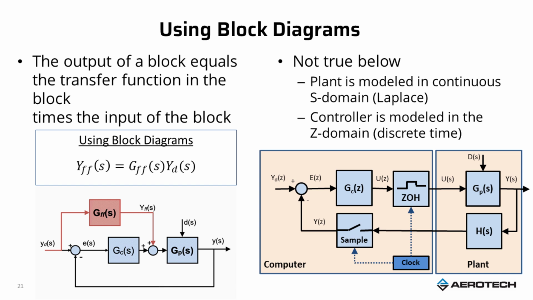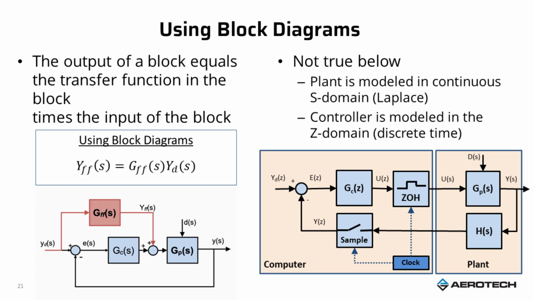We talked about how to use block diagrams. So just a quick reminder: if I'm looking at the control loop here with the feed forward in red, GFF of S, the output of that block, YFF of S, is just equal to the transfer function in the block, GFF, times the input of that block, which here is YD of S. And so that's the simple rule that we need to follow.